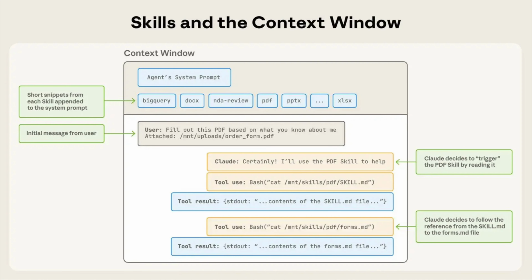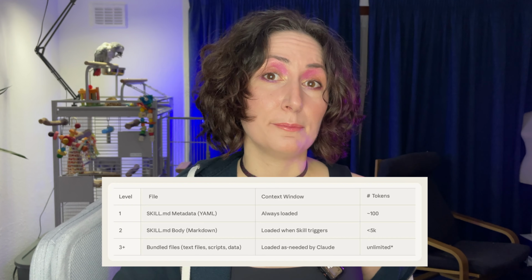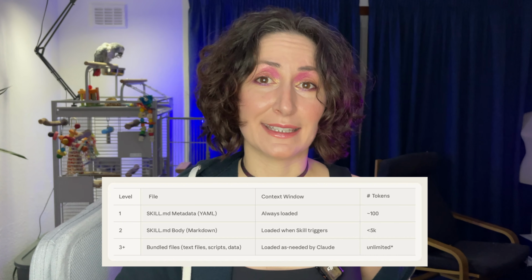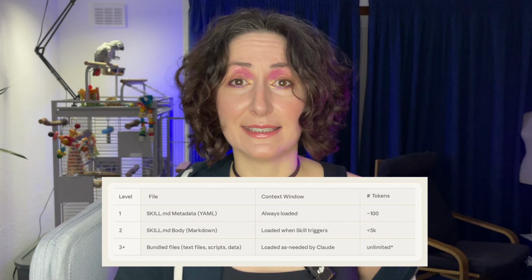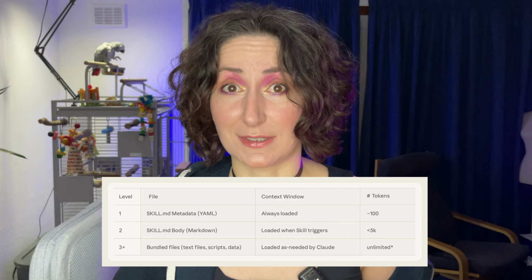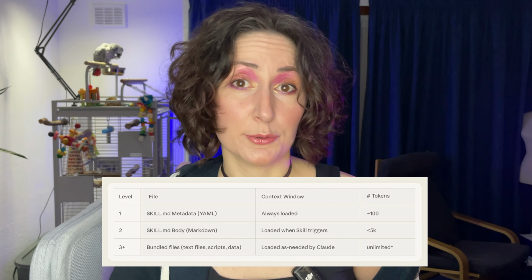Skills implement a three-tier loading strategy. First tier is metadata, and it is always loaded. Metadata lives in that skill.md file and contains the name of the skill and its description. Usually it is approximately 100 tokens. And it is used for the model to discover and trigger the skill when it's needed.